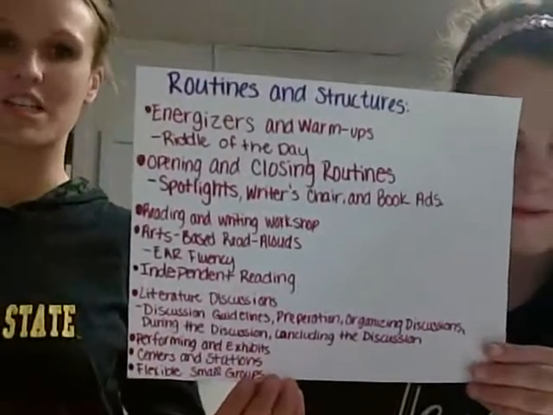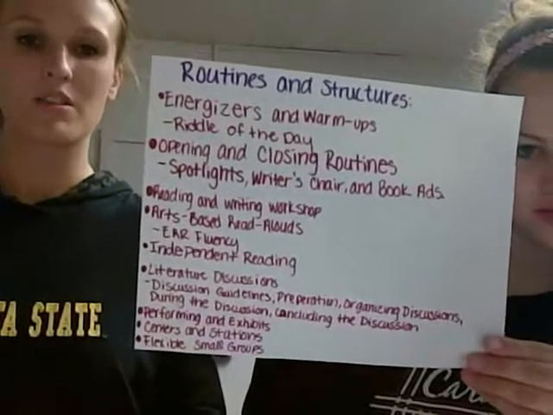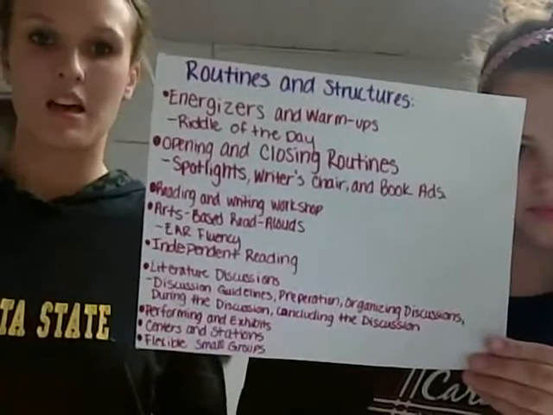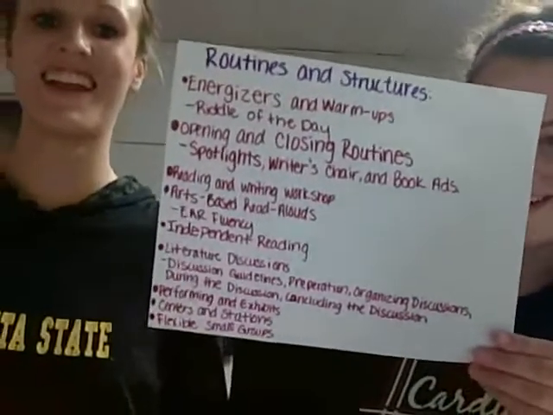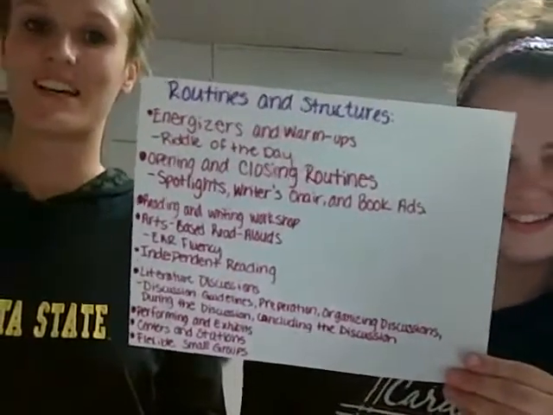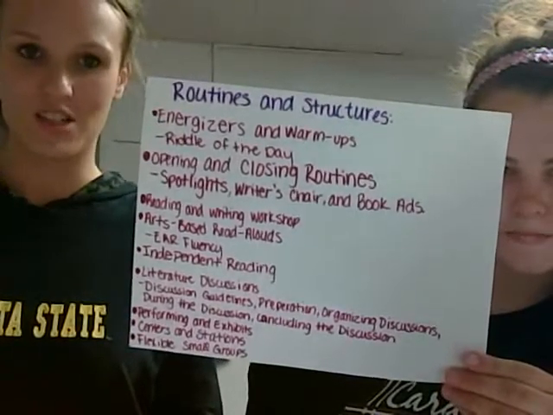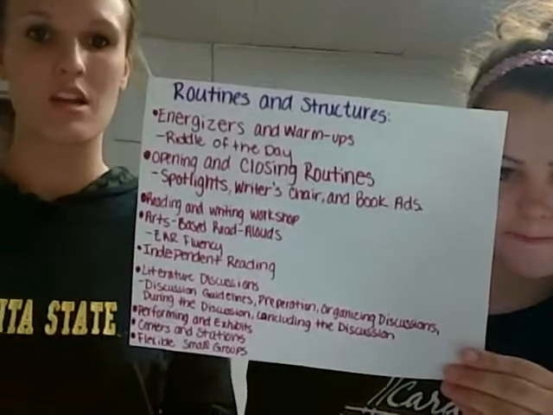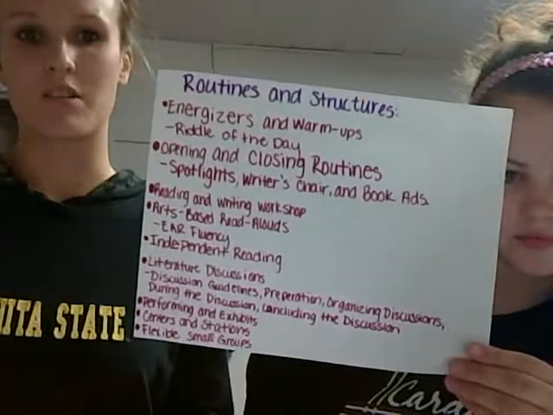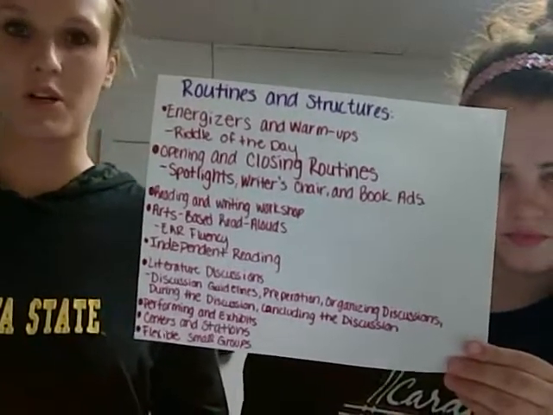The next one is routines and structures. It has energizing and warm-ups, like the riddle of the day, opening and closing routines like spotlights, writer's chair, and book aids. Adds reading and writing workshop, arts-based read-alouds like EAR fluency, independent reading, literature discussions like discussion guidelines, preparation, organizing discussions, during the discussion, concluding the discussion. It also has performing and exhibits, centers and stations, and flexible small groups.